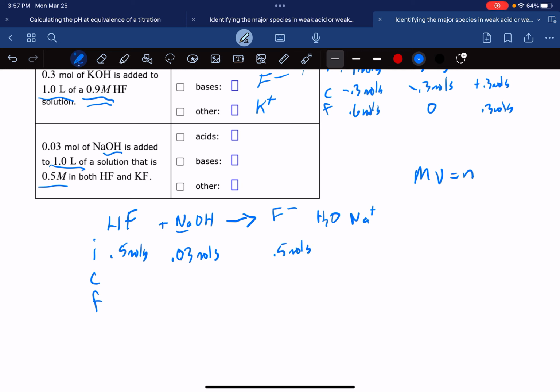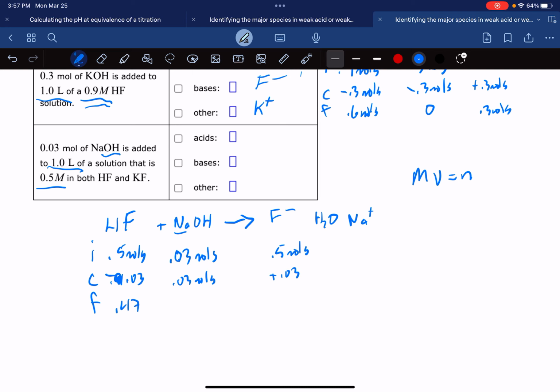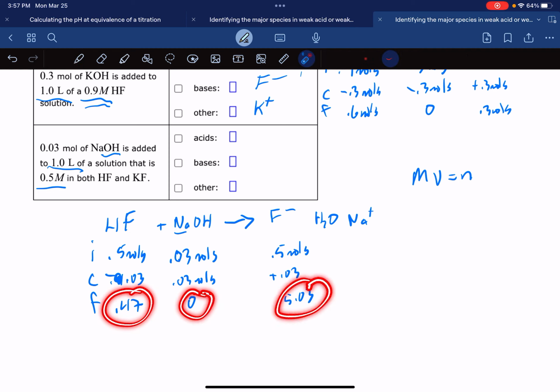So what does that mean? Well, the 0.03 moles are going to be gone, right? Then you're going to subtract the 0.03 from this, you end up with 0.47. We're going to subtract 0.03 here, and we're going to add 0.03 here. And what's that going to end up with? We're going to end up with 0.47 here, 0, and 0.53. So this is what we really need to be able to determine what we actually have at equilibrium.